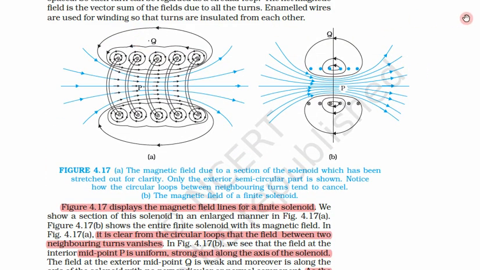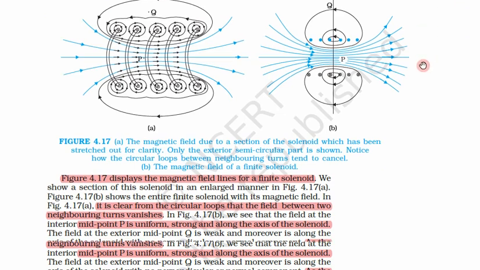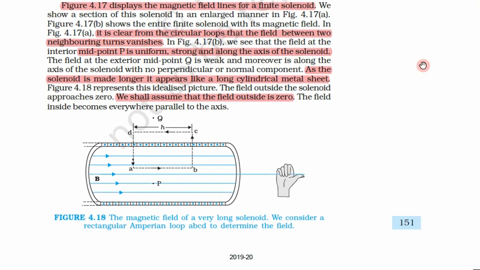If we see, this point Q is out of the solenoid, this P is inside the solenoid, and at this P the magnetic field is very strong. At Q the magnetic field is very weak because it is outside, and we have already discussed that the outside magnetic field gets weaker and weaker as the solenoid becomes lengthier. It is clear from the circular loop that the field between two neighboring turns vanishes. One thing is that the field at the interior midpoint P is uniform, strong, and along the axis of the solenoid. So at P, the field is very strong inside the solenoid.